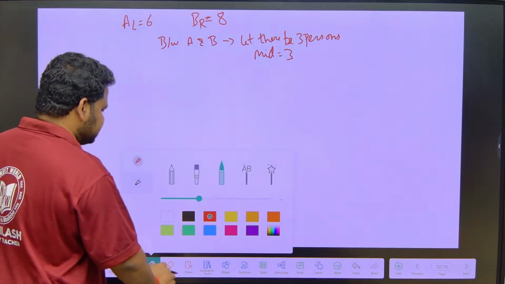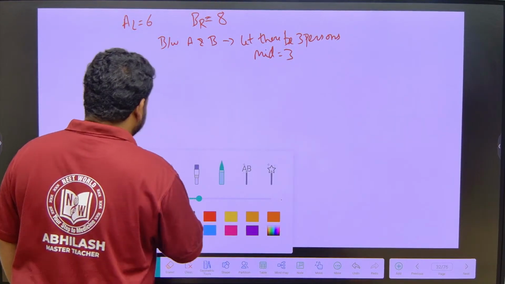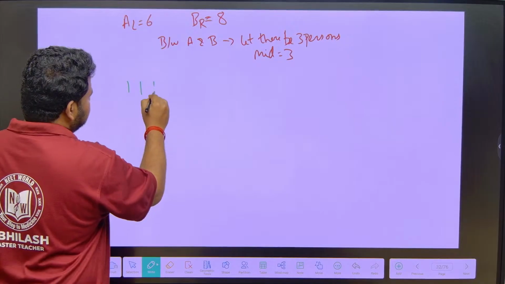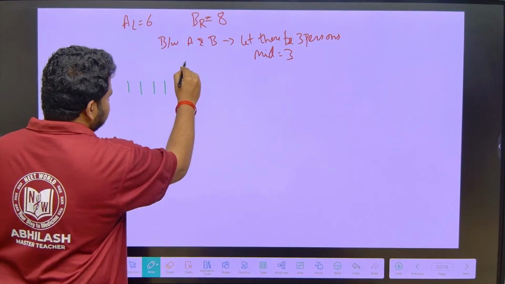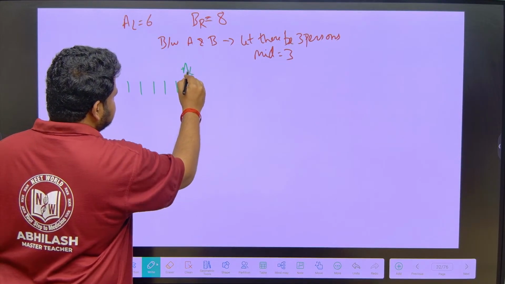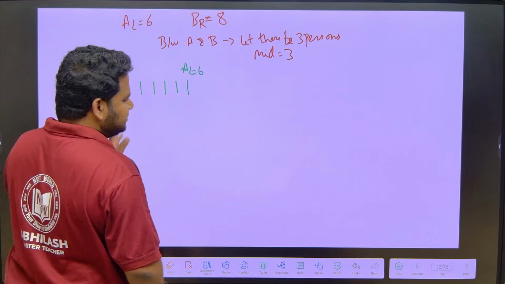From the left, A is 6th. A is 6th from the left. So let me use this color. That is 1, 2, 3, 4, 5, 6. So A is 6th from the left.